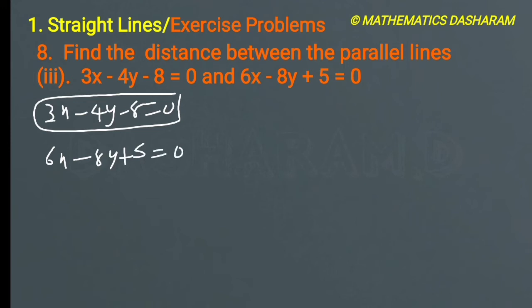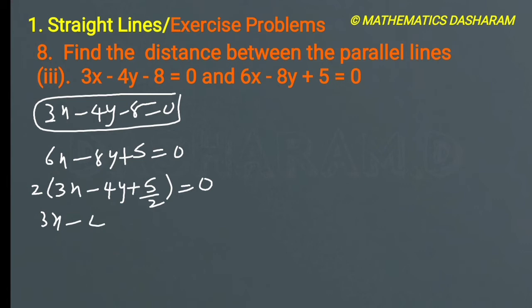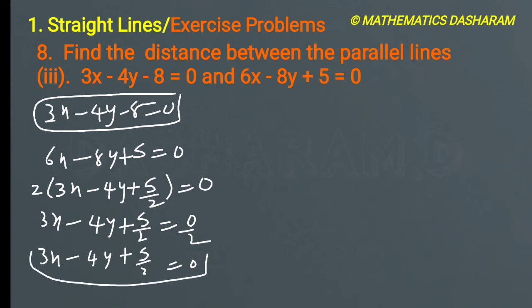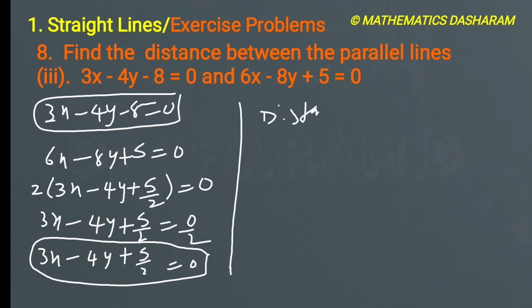To get the 3 and 4, I am taking the 2 common. So 3x minus 4y, and 5 will become 5 by 2. Now multiply the 2 inside with every element and you will get the previous step. So 3x minus 4y plus 5 by 2 equals 0 by 2, which is 0. So now we have two equations. Let's find the distance between these two parallel lines.